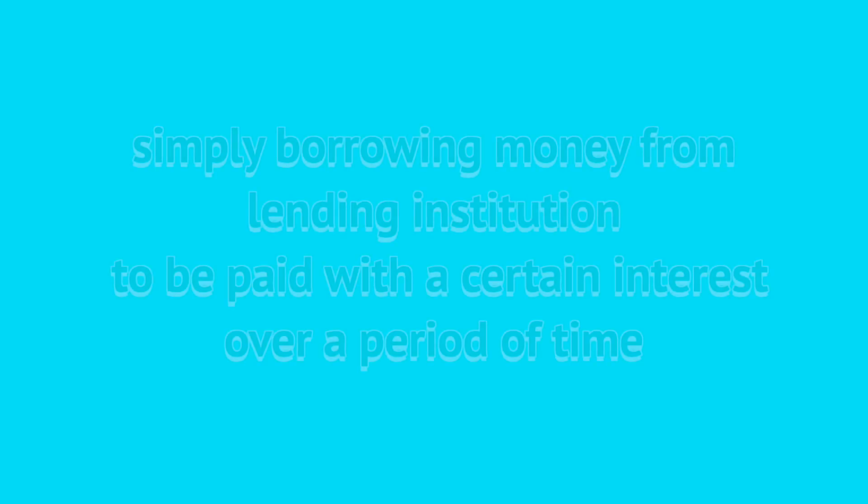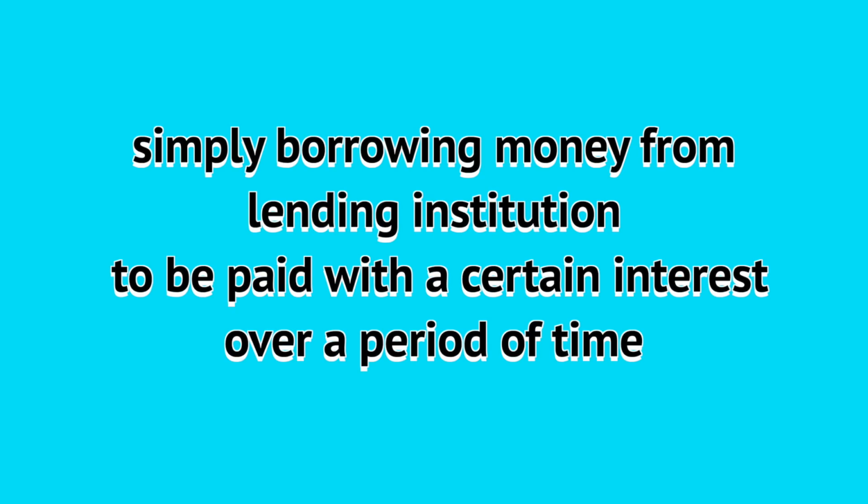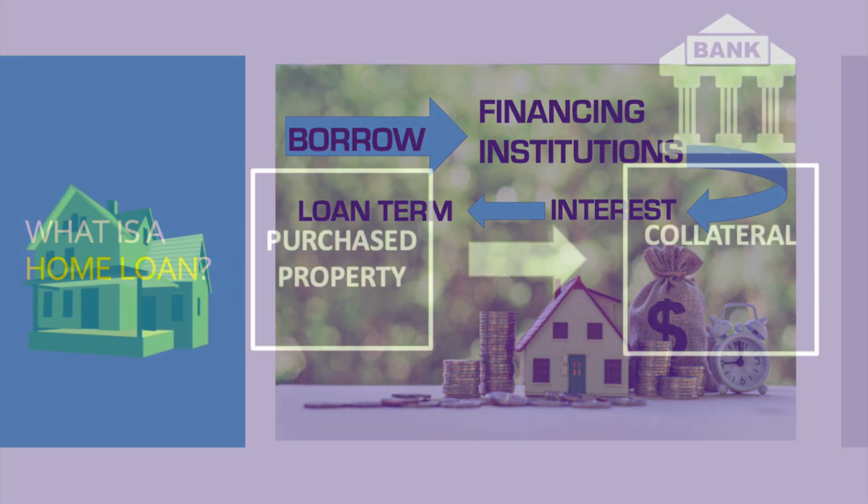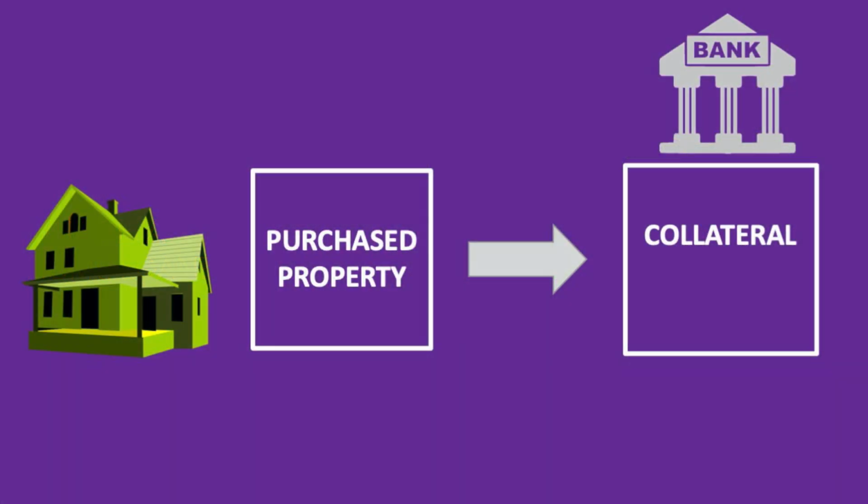So first things first, what is home loan? Home loan is a type of loan that you use to purchase or construct a house. It's simply borrowing money from the bank or any lending institutions like Pag-ibig to be paid with a certain interest over a period of time. So yung property purchased by the borrower is held as collateral by the lending institutions.